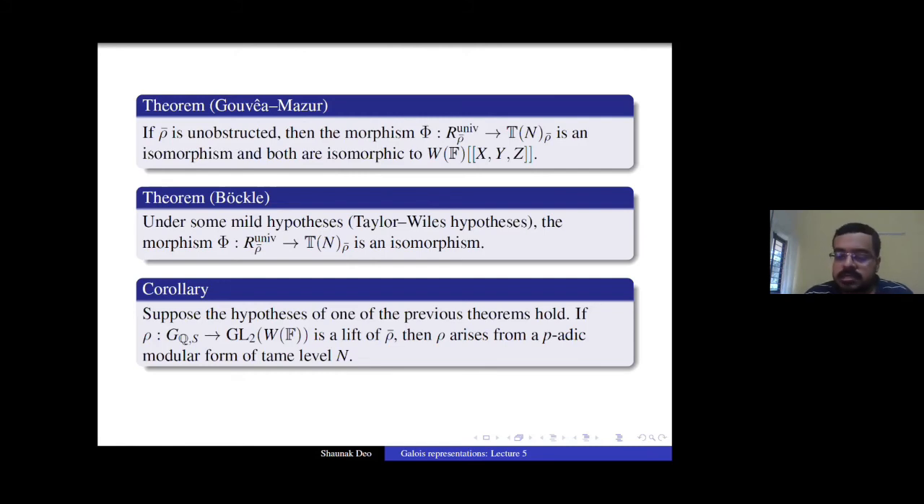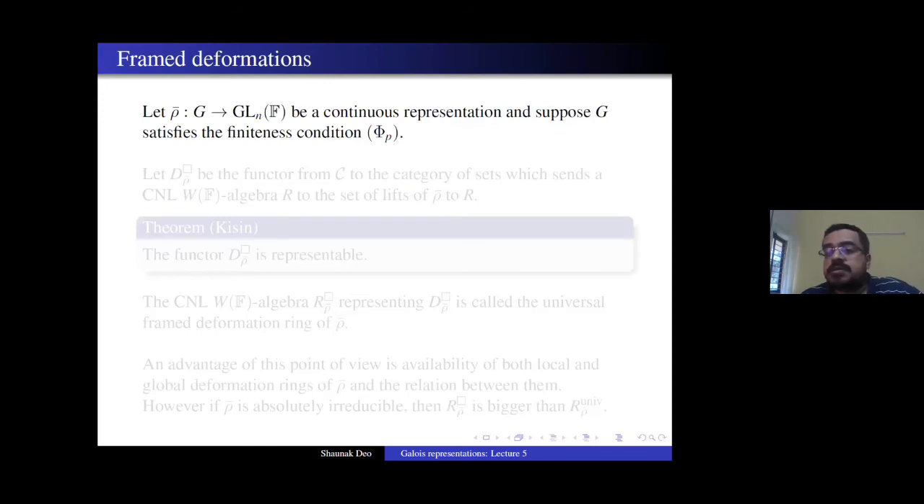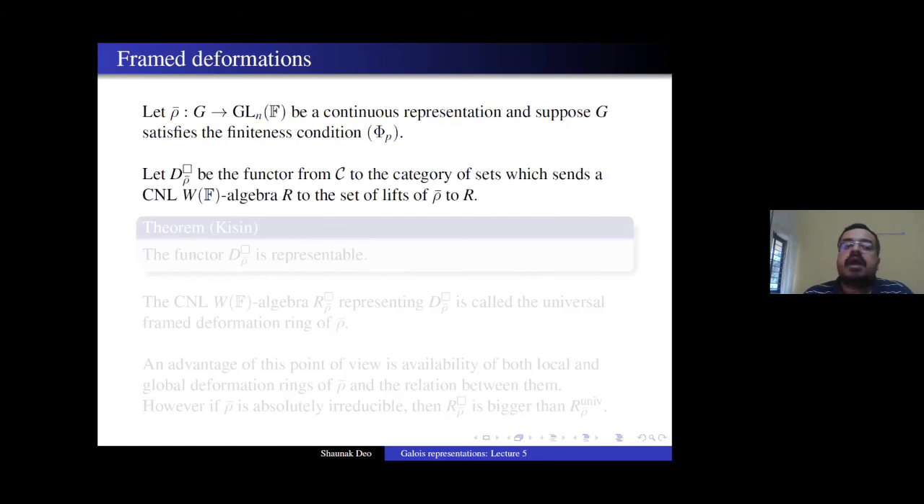So there are two directions that one can take. One direction is framed deformations. This was developed by Kisin. So we let rho bar be a continuous representation, with no other hypothesis on rho bar, and we suppose G satisfies the finiteness condition Phi_p, which we had initially. And now we have this D rho bar square. This is the functor from the category C of CNL W(F)-algebras to the category of sets, which sends a CNL W(F)-algebra R to the set of lifts.